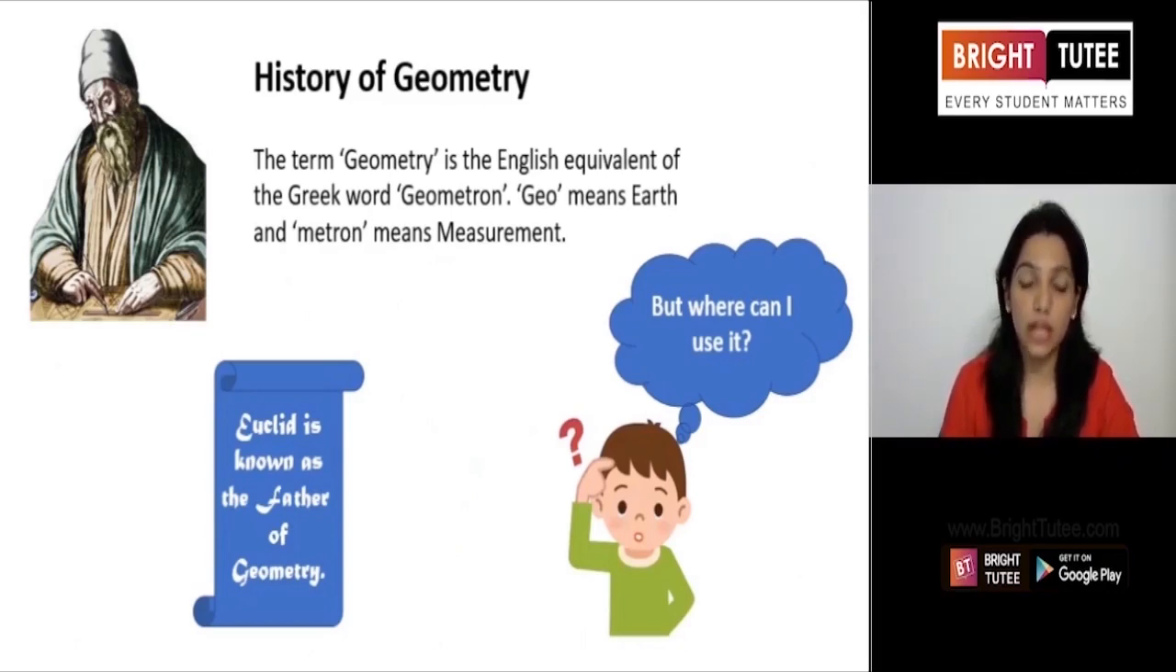His name is Euclid. We spell it E-U-C-L-I-D, but we read it as Euclid. He is known as the father of geometry. Now, the question arises, where can we use it? Where is geometry useful to us in our daily life? Can you think about it?